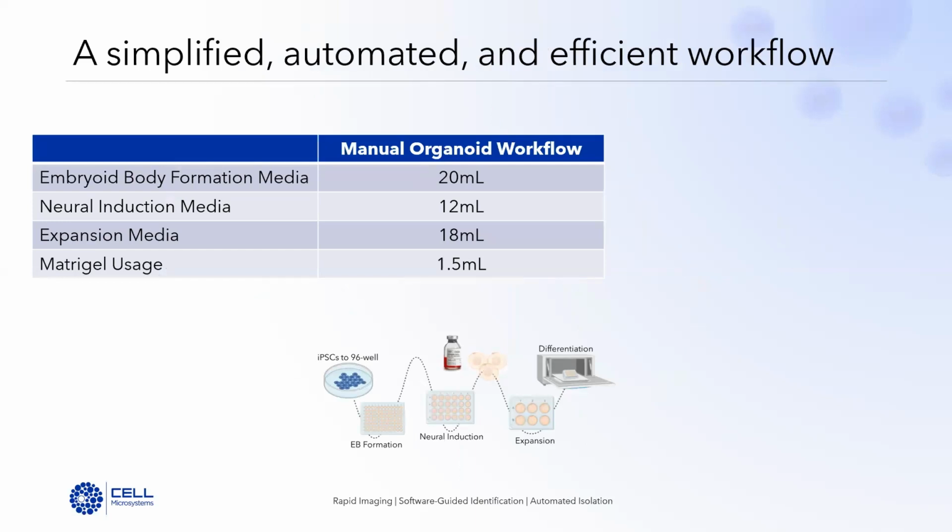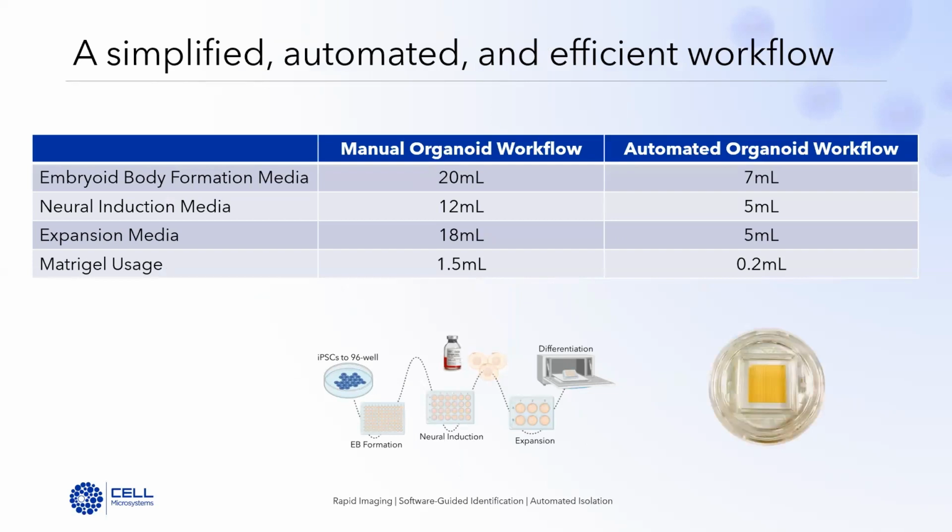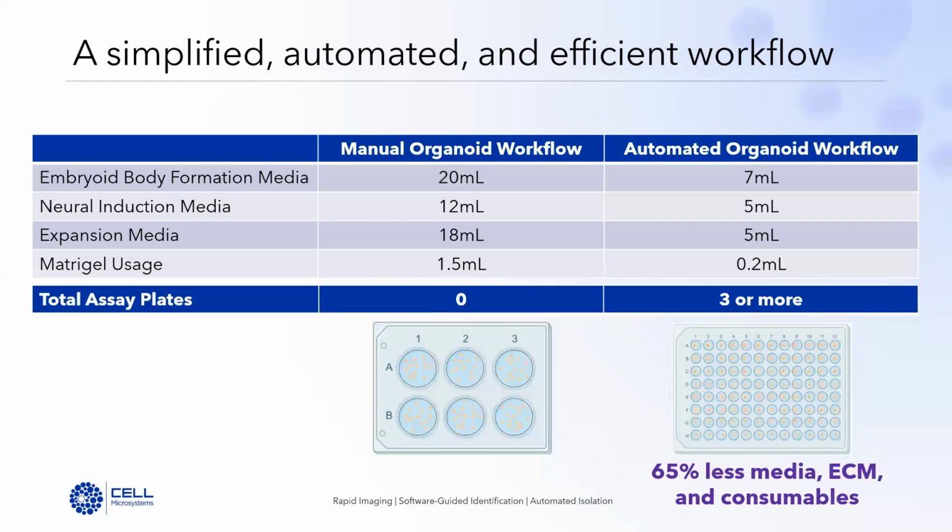Today, I'm going to show you how we have collapsed this multi-step protocol onto a single consumable, reducing both your hands-on time and increasing your efficiency. And in addition to simplifying the culture methods for these organoids, our automated workflow produces multiple custom assay plates with single organoids in every well, whereas this manual approach has an output of only 96 organoids in bulk suspension culture. And importantly, we are able to do this using 65% less media, ECM, and consumables.